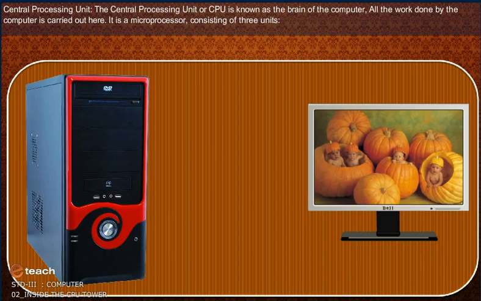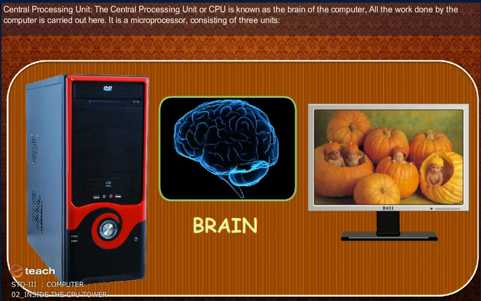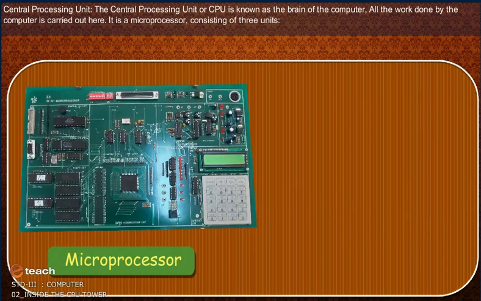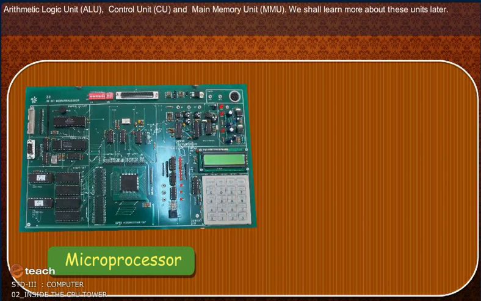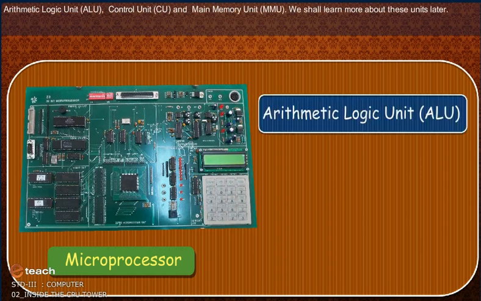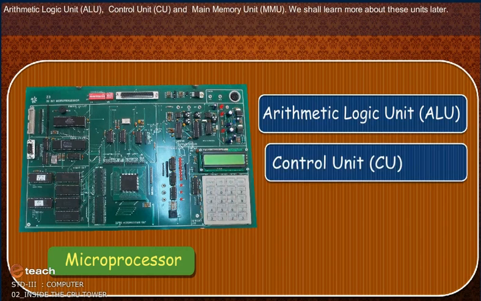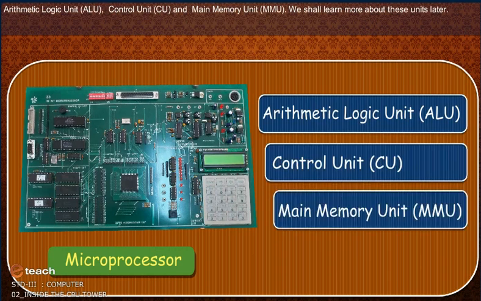Central Processing Unit. The Central Processing Unit or CPU is known as the brain of the computer. All the work done by computer is carried out here. It is the microprocessor consisting of 3 units: Arithmetical Logic Unit, that is ALU, Control Unit, that is CU, and Main Memory Unit, that is MMU. We shall learn more about these units later.